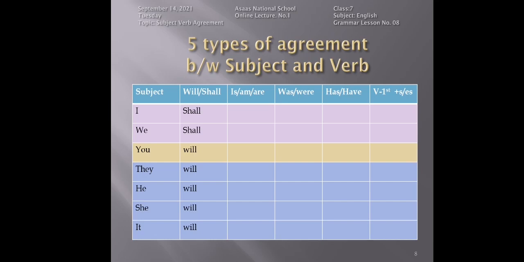And then in the fifth column, you see the first form of the verb plus S or ES. It can be any verb, and all you need to see is that if it is third person singular, then use the S form of the verb. Like he goes, he watches, he runs, he speaks, he talks, etc.